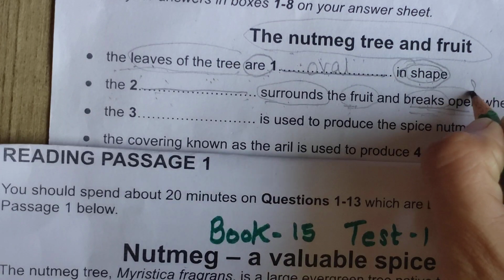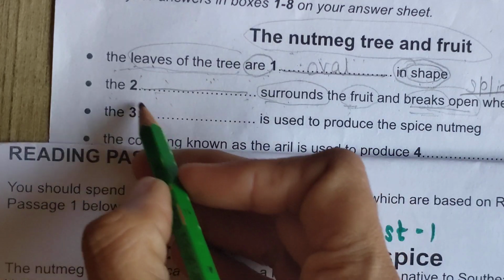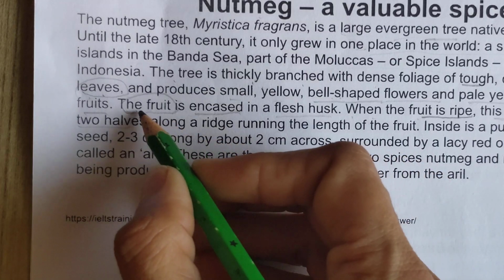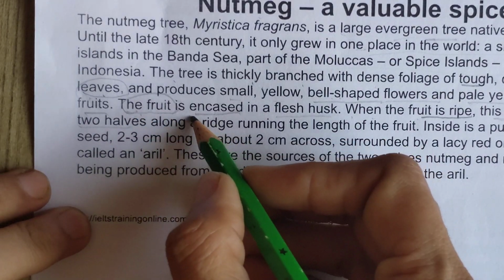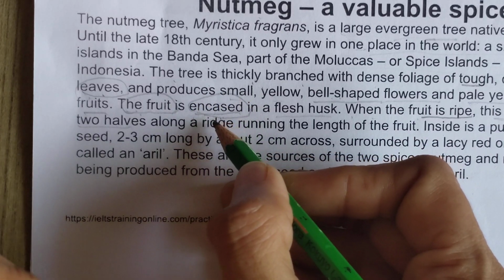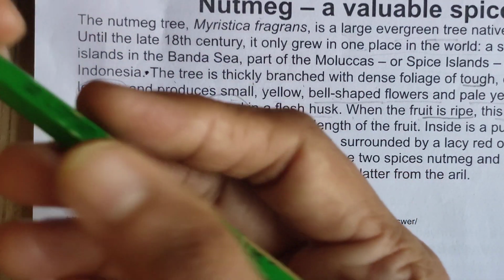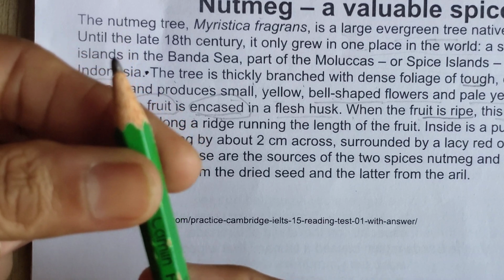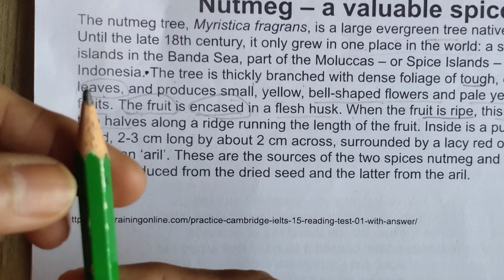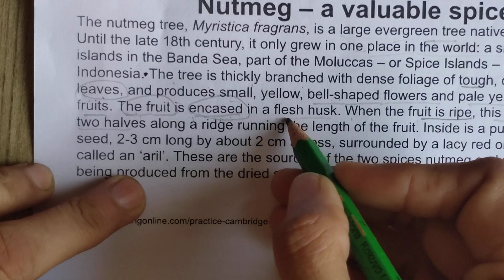Okay, so breaks open here, splits into. Okay, the dash surrounds the fruit. So what fruit is there? Okay, is encased. Encased means something is covering the fruit. Like this is a pencil, so green color is encased. This pencil is encased in a green color, you can say. So this fruit is encased in a flesh husk.